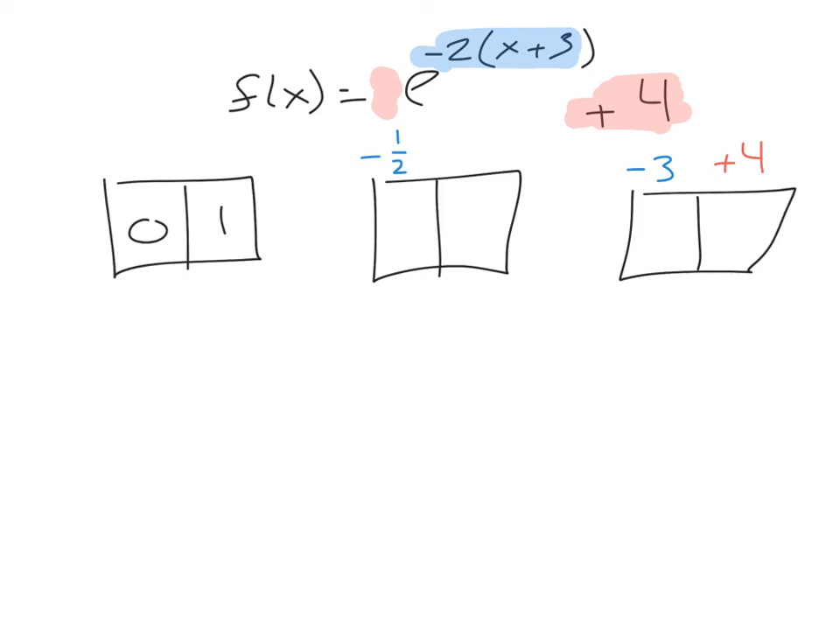Now, let's kind of talk about the transformations as well. The negative in front of the 2, that is a reflection across the y-axis. So let's be mindful of that. The 2, that is a horizontal compression of 1/2, hence the reason I wrote a 1/2 on the second box. Also, the x plus 3. The plus 3, that's telling us we're going to be going to the left 3. So that's why we did -3. And then the plus 4, that's telling us to go up 4, right?